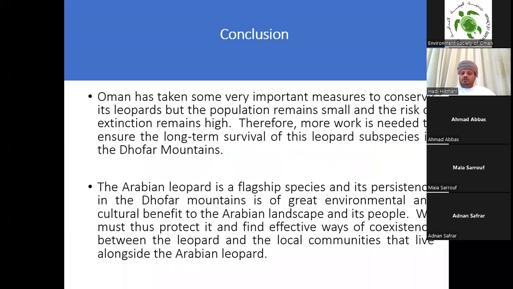The Arabian leopard is a flagship species and its persistence in the Dhofar Mountains is of great environmental and cultural benefit to the Arabian landscape and to its people. We therefore must protect it and find effective ways of coexistence between the leopard and the local communities that live alongside the Arabian leopards in the mountains.